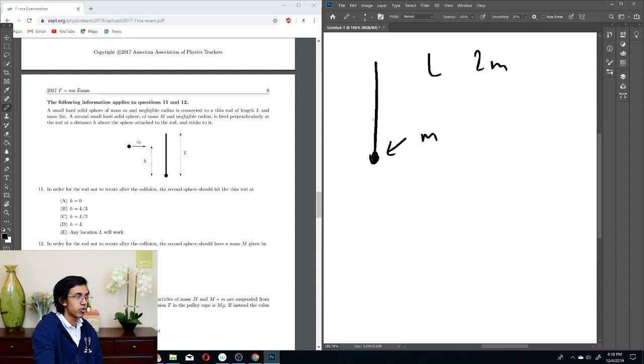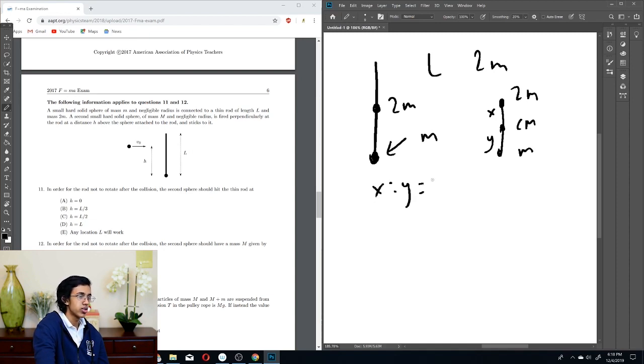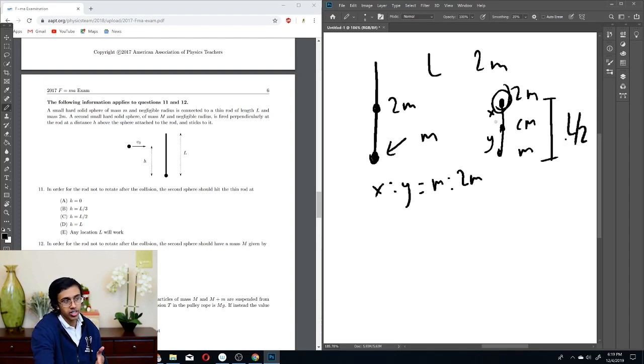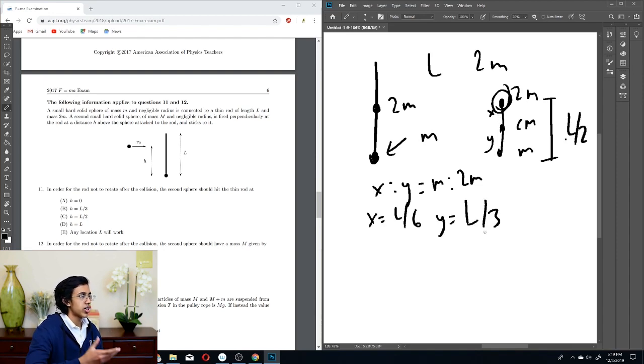We know that the center of mass of a rod is just in the middle, and the center of mass of a point is just the point itself. So we have a 2m point here and an m point there, and this problem reduces to finding the center of mass of these two points. The logic is that if the top distance is x and the bottom distance is y, then x to y is equal to m to 2m. Our 2m center of mass is halfway along the rod, so that corresponds to h equal to L over 2. For x to y to be 1 to 2, x has to be L over 6 and y has to be L over 3. Our answer is just y, because we're trying to find the height of the center of mass. So the answer is B, 11B.